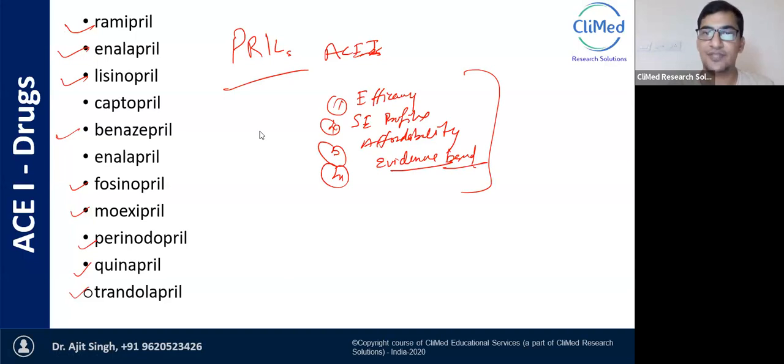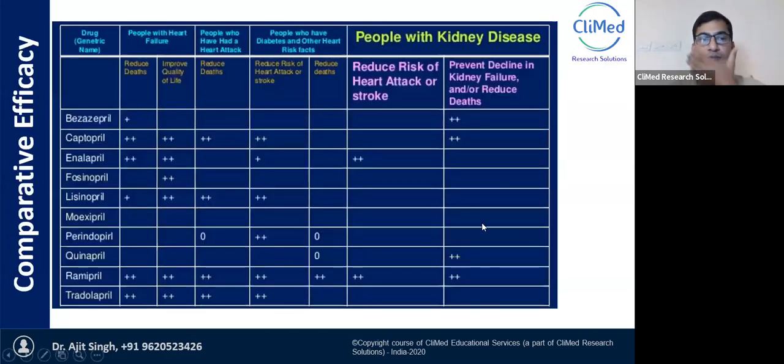Okay, let's see. Yes, look at this. Here you can understand all the things. So this is the drug name: benazepril, captopril, enalapril, fosinopril, lisinopril, moxapril, perindopril, quinapril, ramipril, and trandolapril. And these are the considerations, like people with heart failure, reducing death.